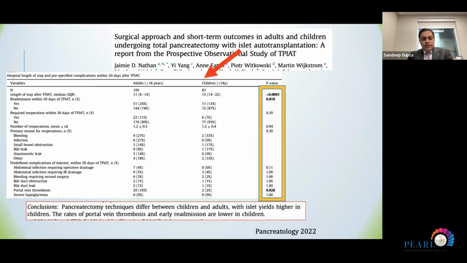They go on to conclude that pancreatectomy, while the techniques may differ between children and adults, the islet yields are higher in children, and the children have lower readmission rate and lower rates of portal vein thrombosis.